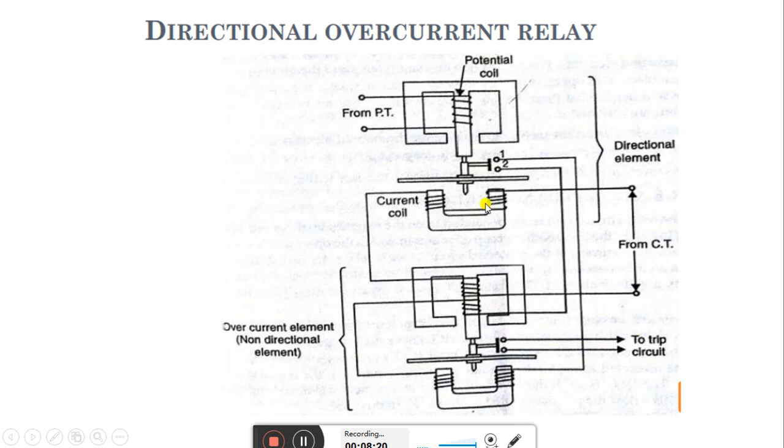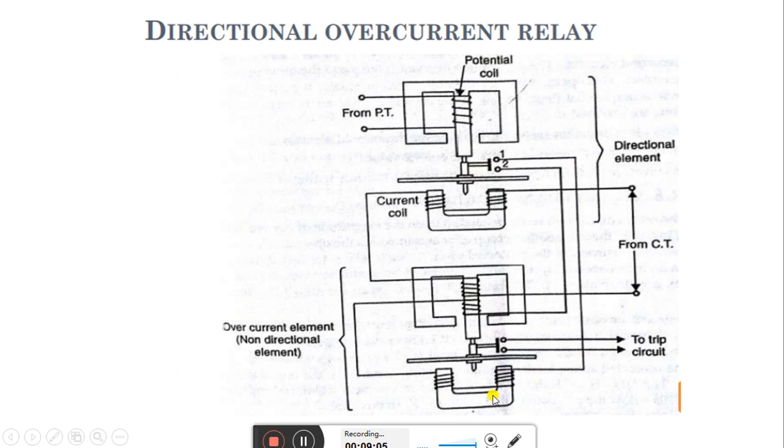So what we see in this circuit diagram is that if a current is specified in a reverse direction and we have to operate a directional overcurrent relay, that is this one relay, we must have a directional element, and first this directional element must be operated, because unless the directional element operates, these contacts will not be bridged and supply will not be extended to the lower magnet of this current coil.